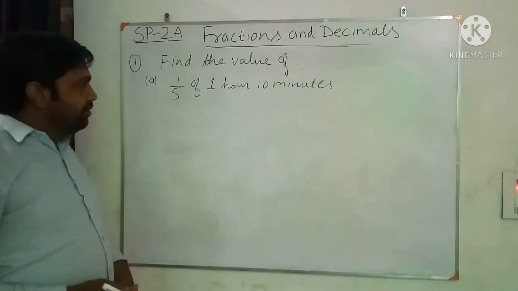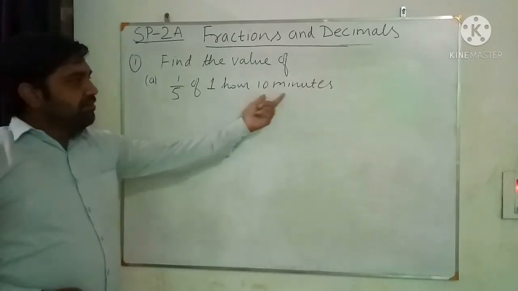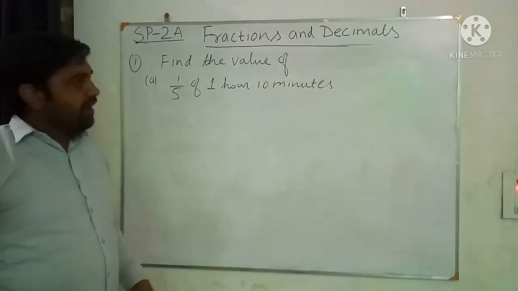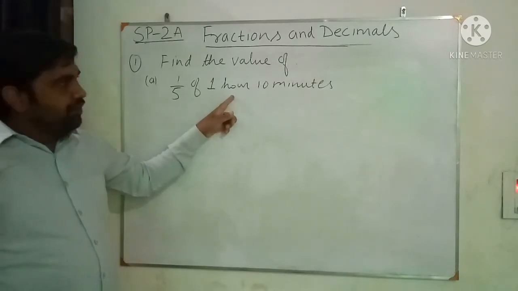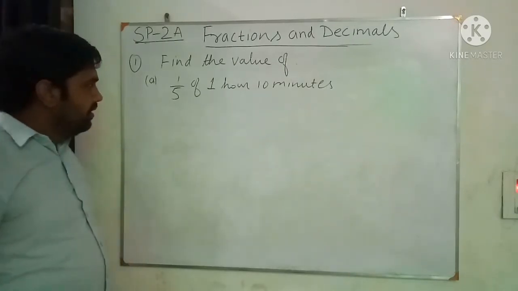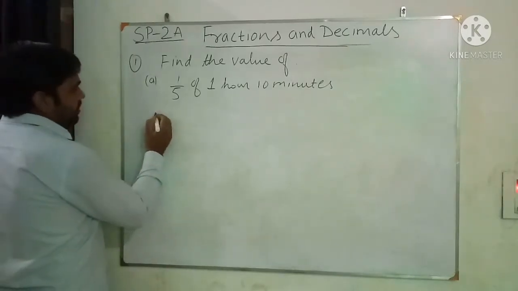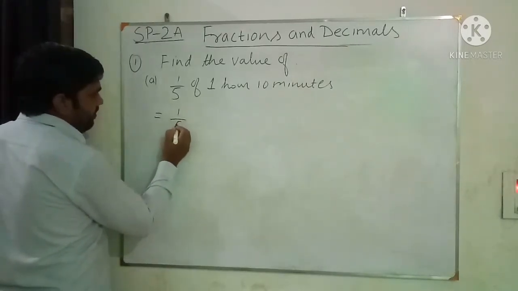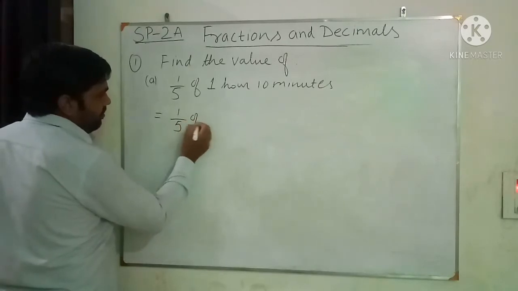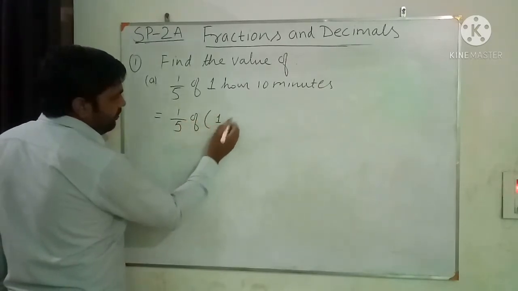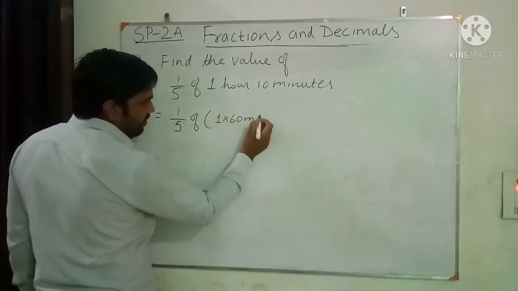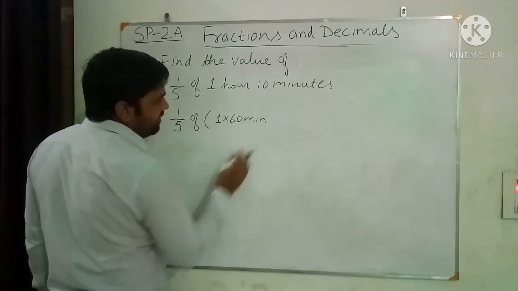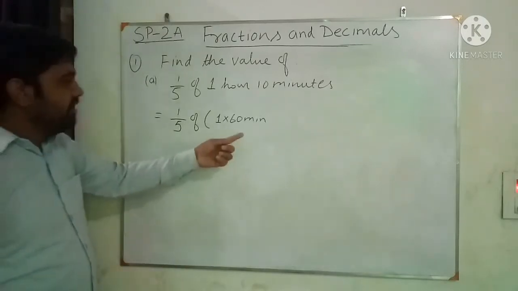So first of all, what we do, we convert this 1 hour 10 minutes into minutes only. Now as we all know, 1 hour equals 60 minutes. See how we find it? 1 by 5 of 1 hour. So 1 hour equals 60 minutes, so 1 multiply 60 minutes. MIN means minutes; the short form of minute is MIN.